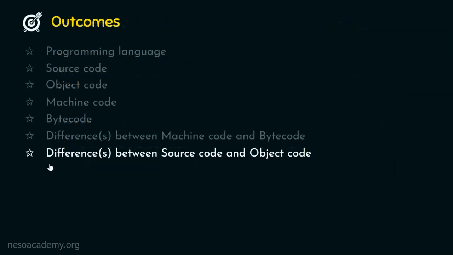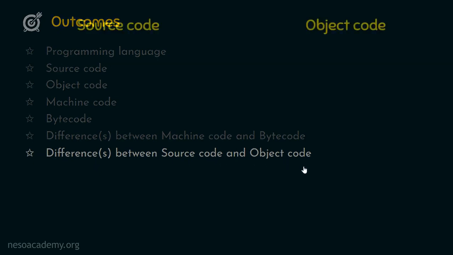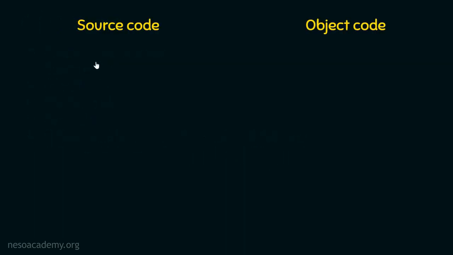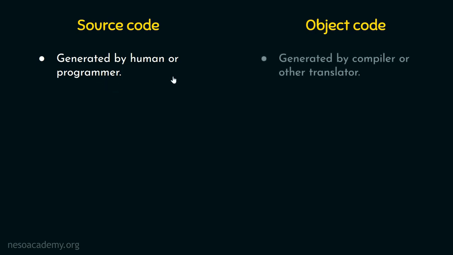Now finally, let's go over the differences between source code and object code. Source code, as we learned earlier, is the one which is written by a human or a programmer using a text editor or a visual programming tool. Object code, on the other hand, is the one which is generated by a compiler or an interpreter from a source code. We had briefly covered compilers and interpreters in the previous lecture, and we will cover a bit more on them in the upcoming lecture.